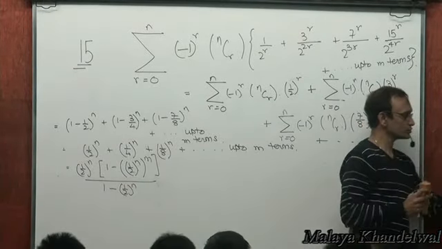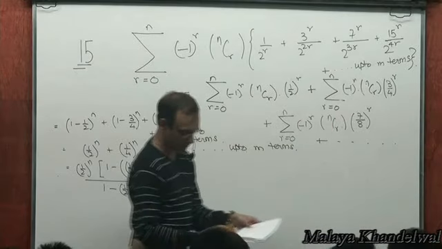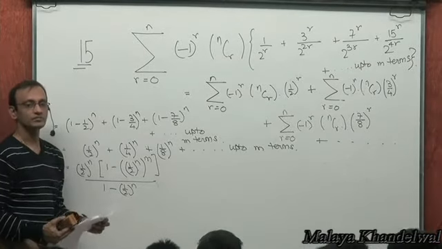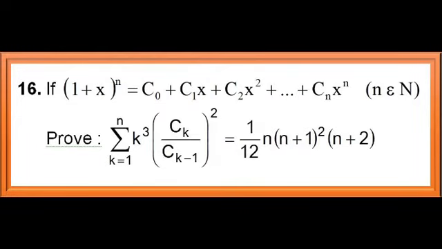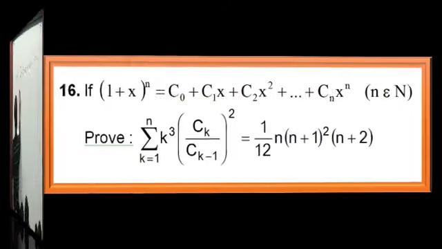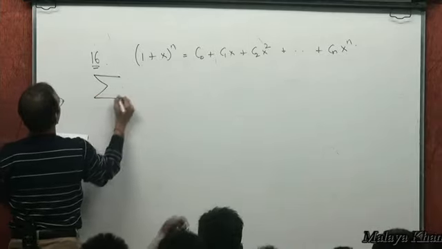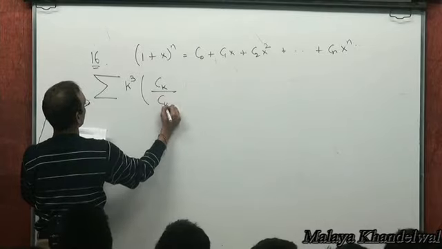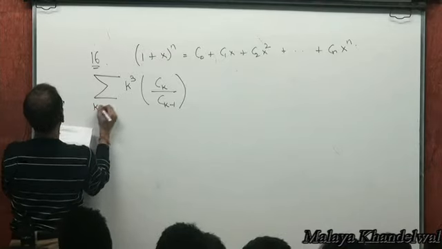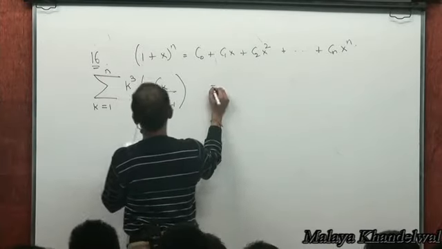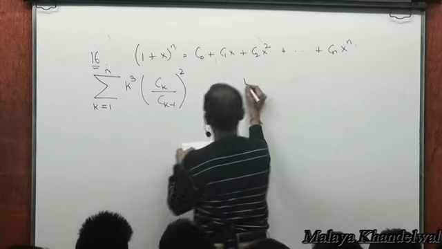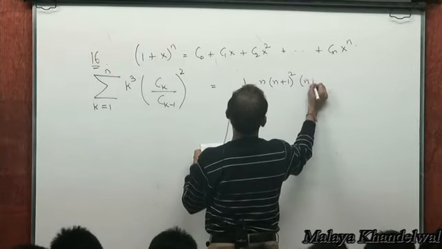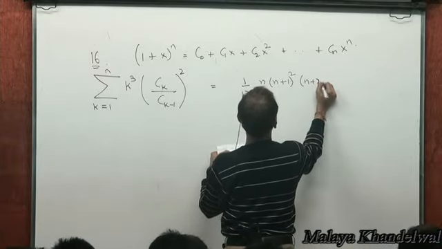Let me illustrate some more. Can I wipe this off? We want to show summation k cubed nck divided by nck minus 1, whole squared, k equal to 1 to n. What we want to establish is that it is 1/12 of n into n plus 1 whole squared into n plus 2, right?